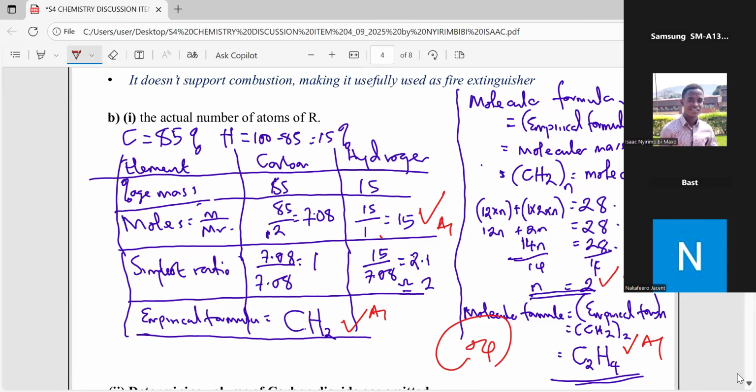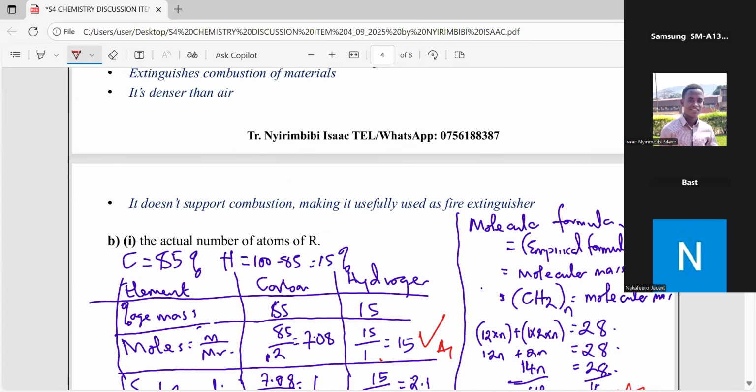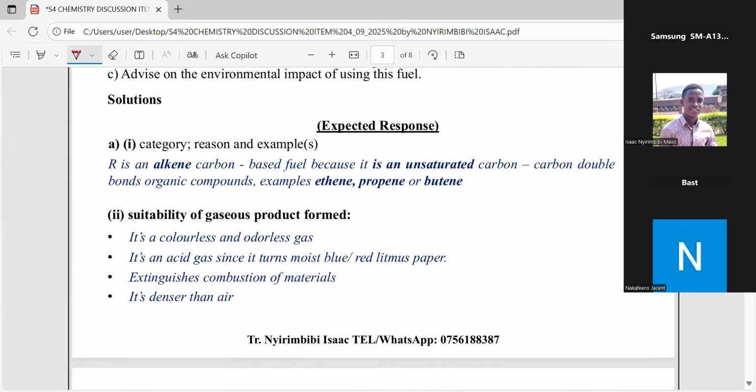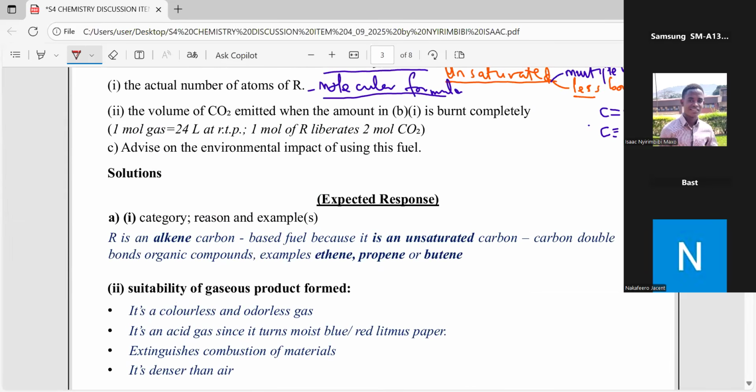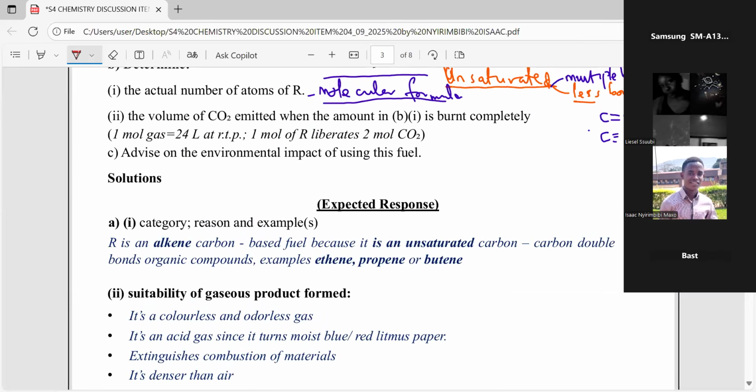Now, there is the one who had told us to work on this part of carbon dioxide using another method. Who is ready to do part 2 for us? Part 2 is here: the volume of carbon dioxide emitted when it is burnt completely. Okay, it was Subi. Subi, you unmute.